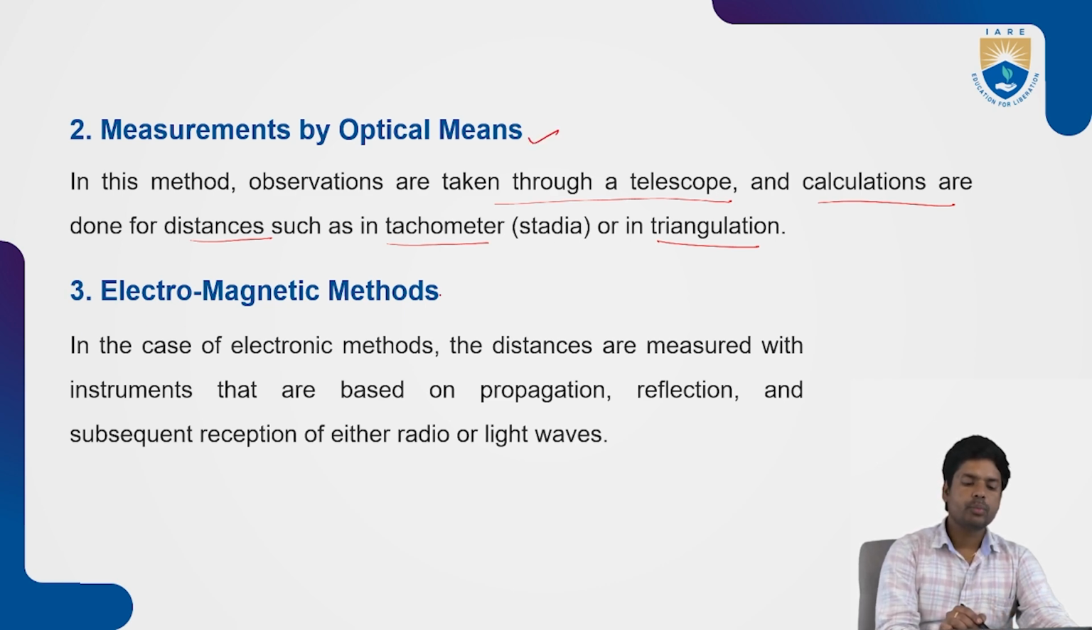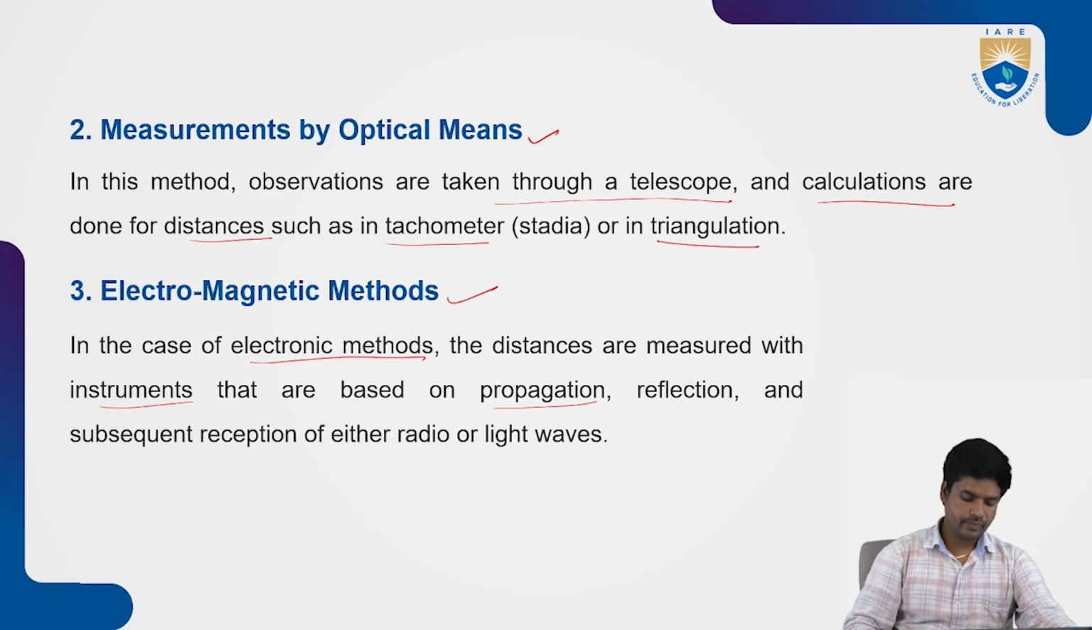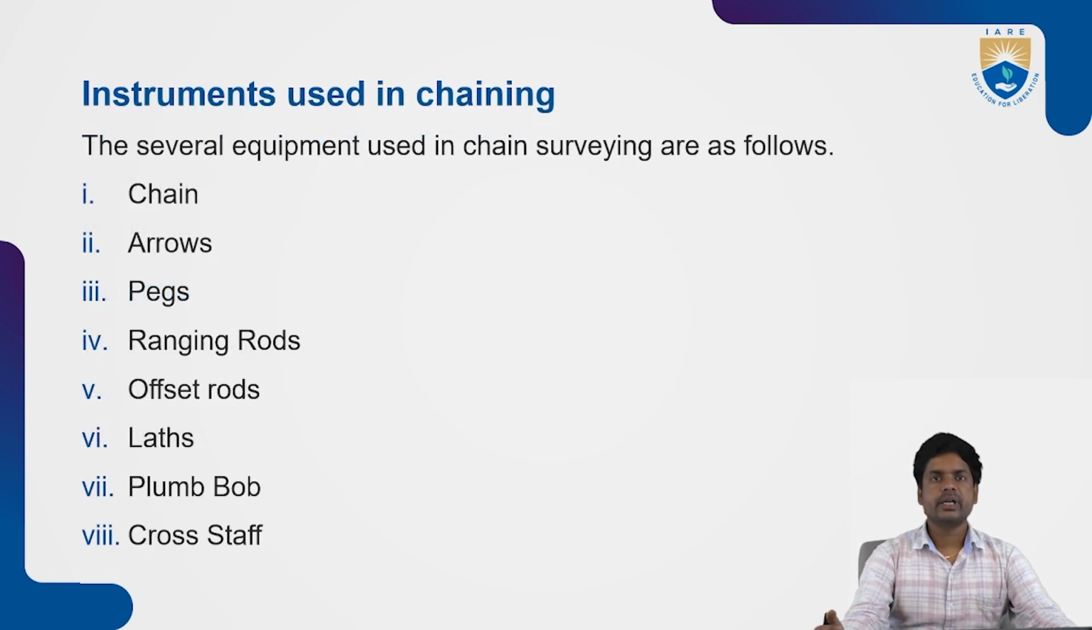And the third one is electromagnetic methods. In this case, the distances are measured with electronic instruments that are based on the propagation and reflection and subsequent reception of either radio or light waves. By using this wave reflection and propagation, we measure the distances with the electromagnetic methods. One of the instruments we use is the total station. Okay, these are the different types of methods used in direct methods for measuring the linear dimensions.